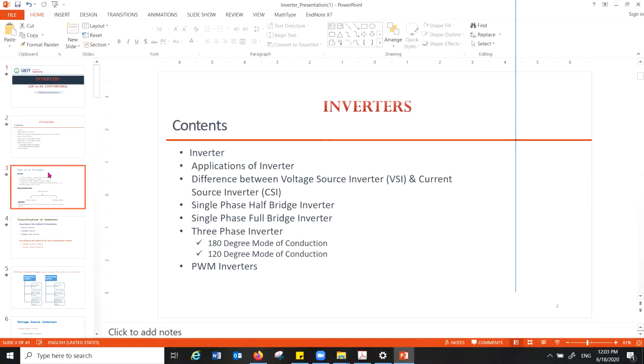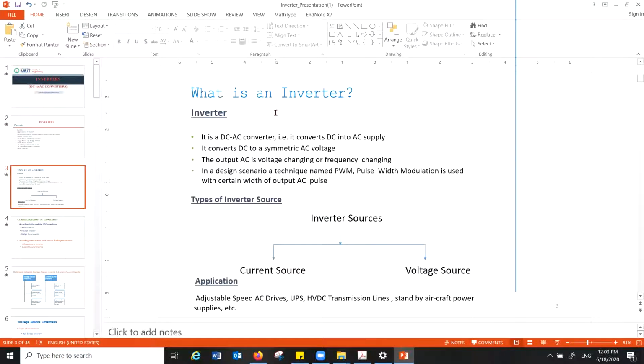Let's start. What is an inverter? As the name suggests, it is a DC to AC converter that converts direct current to alternating current. And there is another operation: it converts DC to a symmetric AC voltage, and the output AC voltage is changing or frequency changing, it depends. In a design scenario, a technique named pulse width modulation is used with a certain width of output AC pulse. That is very important. Pulse width modulation is used for the inverter operation.